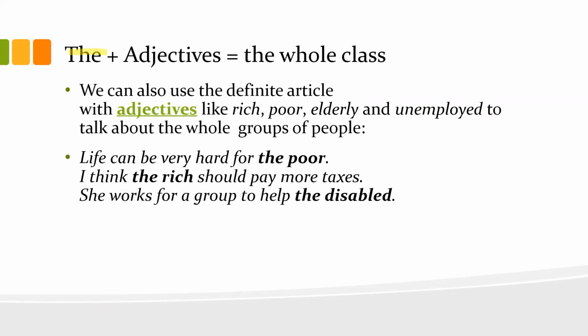Similarly, when we use the plus adjective, it refers to the whole class again. We can use the definite article with adjectives like rich, poor, elderly, unemployed to talk about the whole group of people. For example, life can be very hard for the poor, meaning all the poor people. I think the rich should pay more tax, meaning all the rich people. She works for a group to help the disabled, meaning all the disabled people.